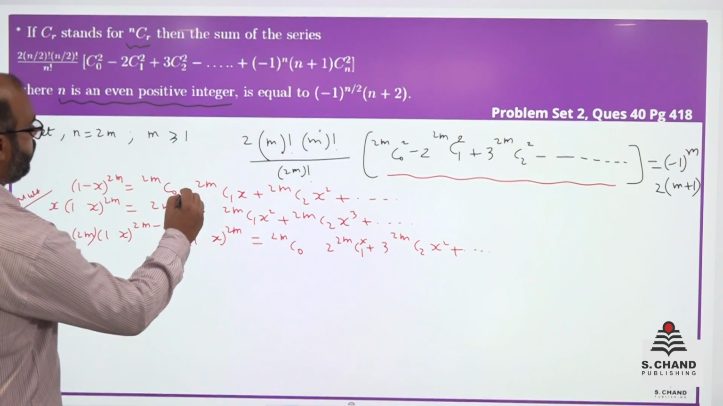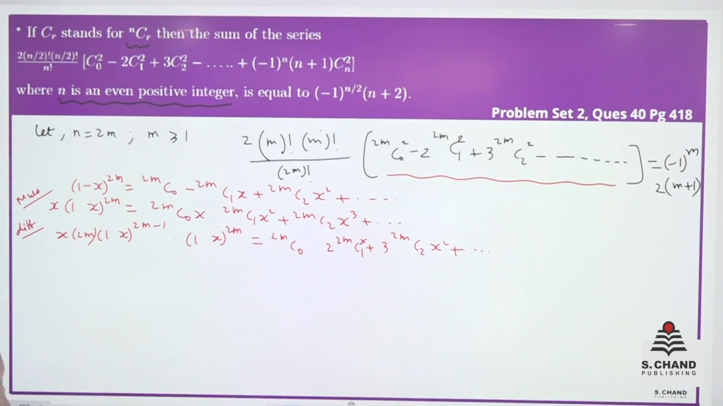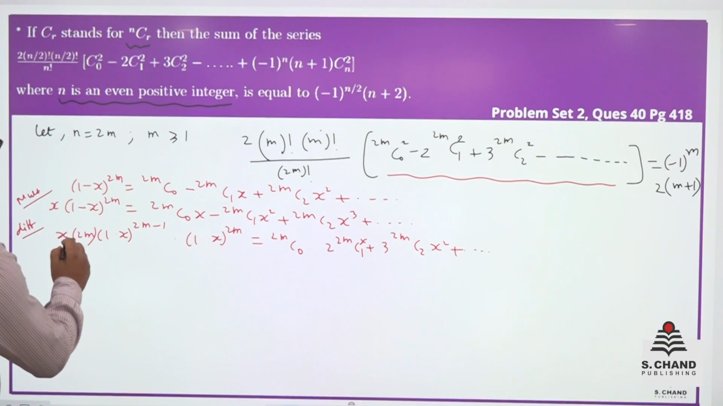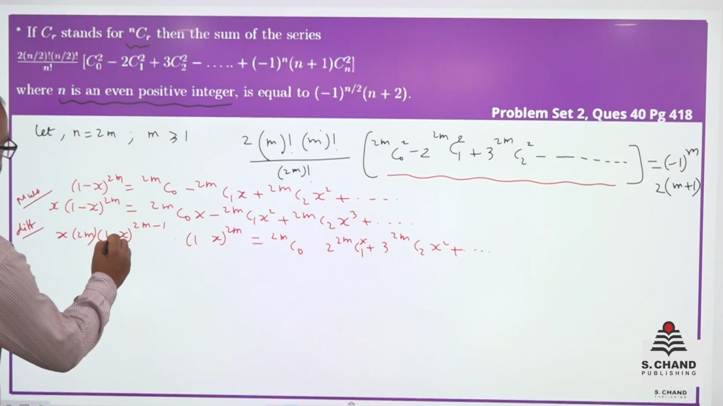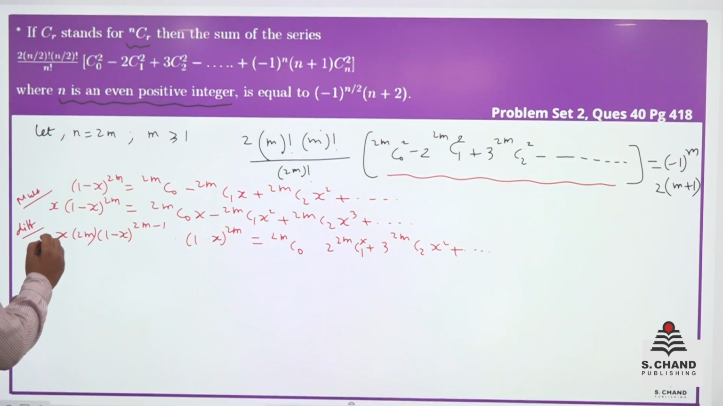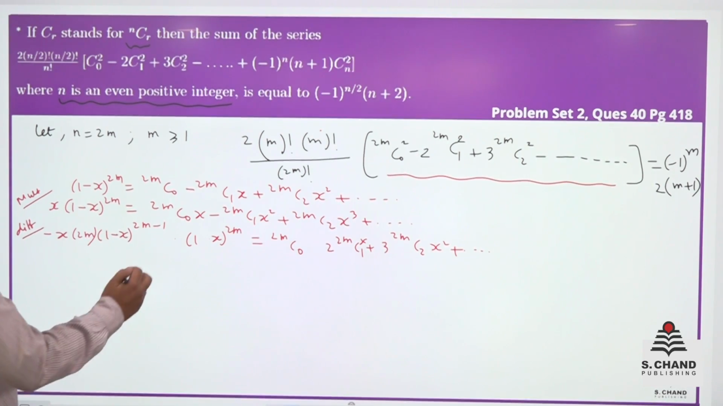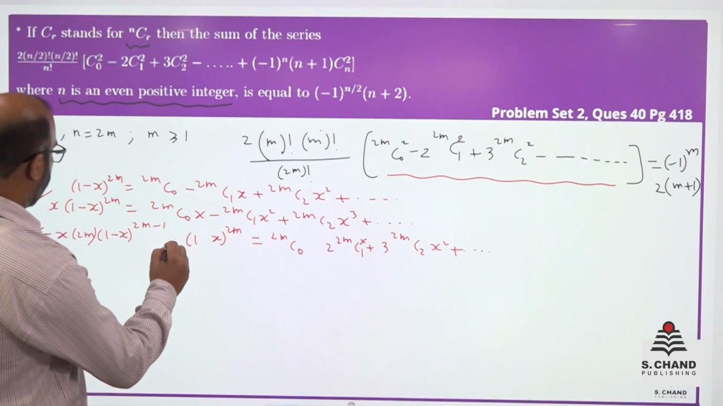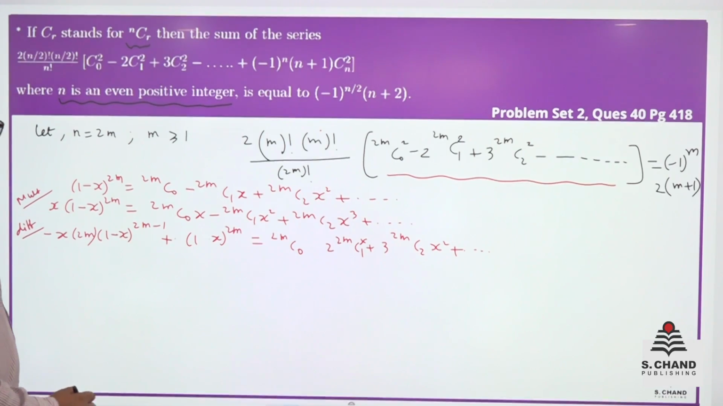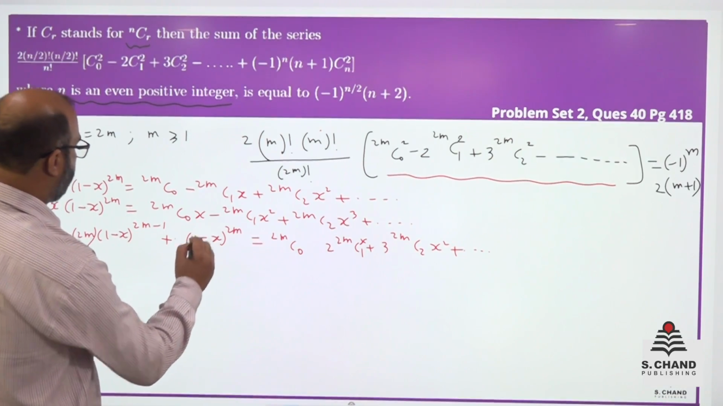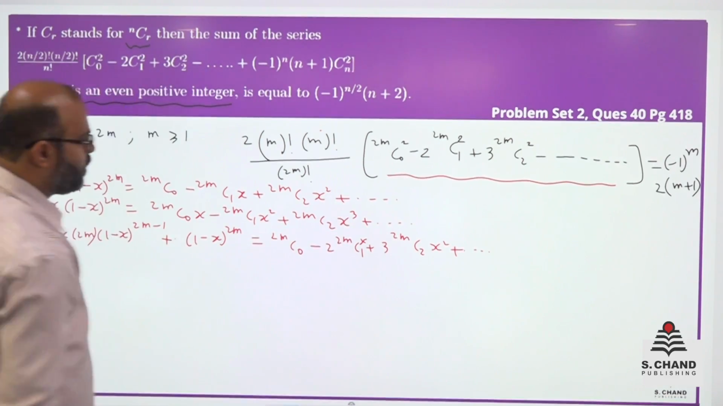So 2m c0 minus 2m c1 x plus 2m c2 x square, and so on, plus minus. Then x into 1 minus x to the power 2m. So minus plus like this. On differentiation, x into 1 into 2m into 1 minus x to the power 2m minus 1 into minus 1 by chain rule, and here plus derivative of x is 1, into 1 minus x to the power 2m, and this is plus minus plus minus.